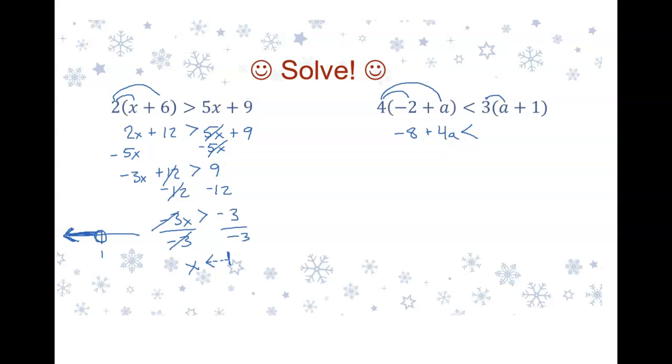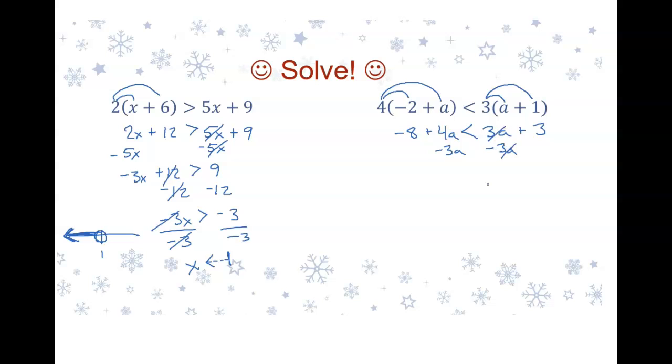And then we're going to need to distribute again through these parentheses over here. So 3 times a is 3a. 3 times 1 is 3. And now this is starting to look a little more familiar. We know that we need to get the variable on the same side. So maybe let's subtract 3a from both sides.